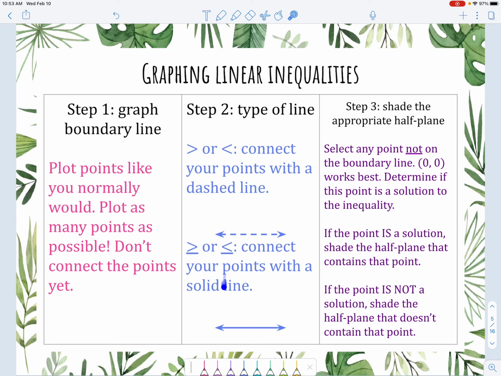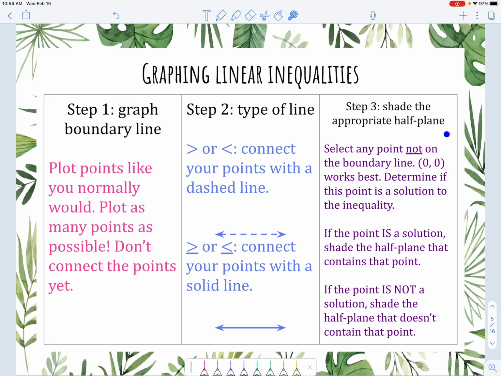If we do have a bar under the symbol, that means that all of the ordered pairs along that boundary line are going to count as solutions in our inequality. So we want to use a solid line. This is similar to when we would color in that circle on a number line.